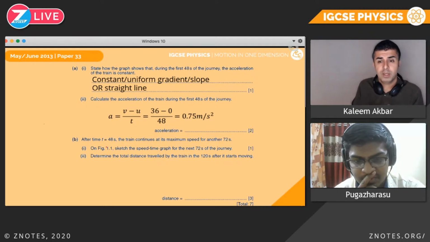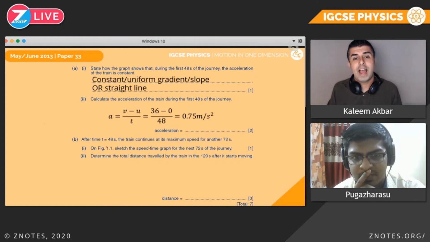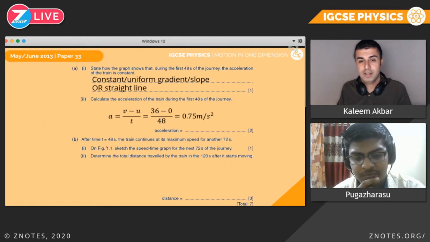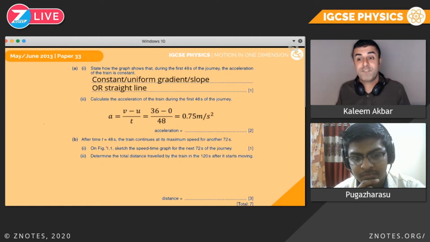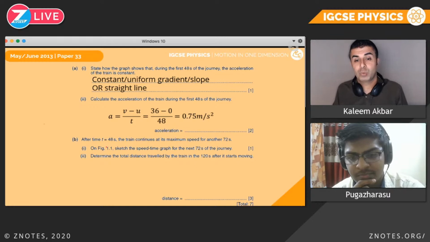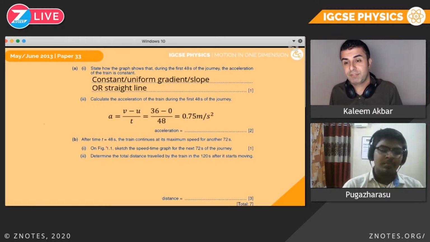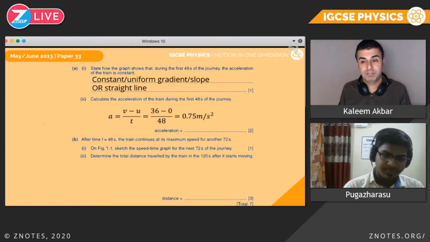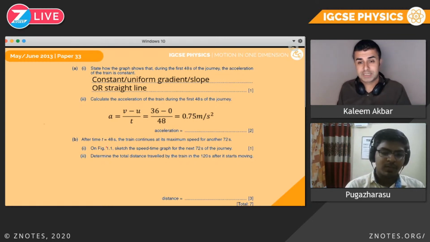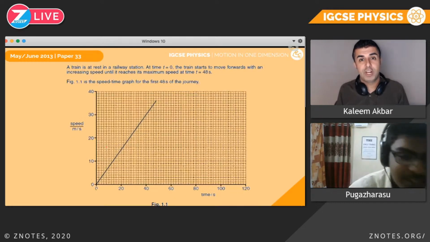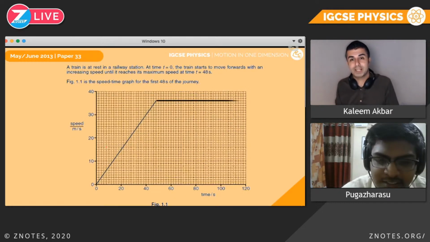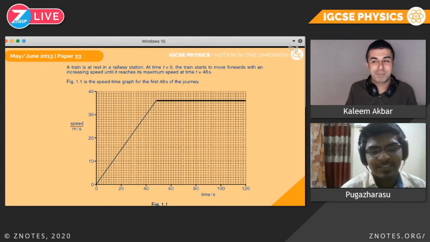So on to the next part. After time t equals 48, the train continues at its maximum speed for another 72 seconds. All right. So in figure 1.1, sketch the speed time graph for the next 72 seconds of your journey. Now I've done this in the next slide. I'm going to zip forward to come back. I've done it here. Okay, I did that very quickly so you couldn't see the answer to the previous question.